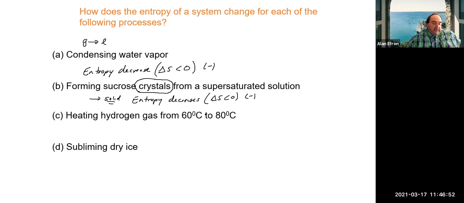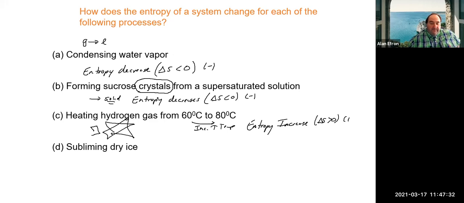Heating hydrogen from 60 to 80 degrees: here we are increasing the temperature. As we just talked about, more energy means that we would expect the hydrogen gas molecules to start flying around a lot faster. Maybe not that much faster, but since they are moving around faster, that's going to increase the randomness and the disorder, and that's also going to make the entropy increase. We would expect delta S to be greater than 0, a positive value in this case.